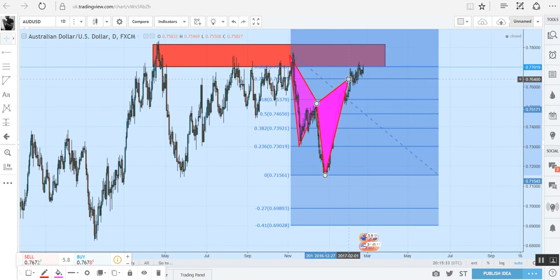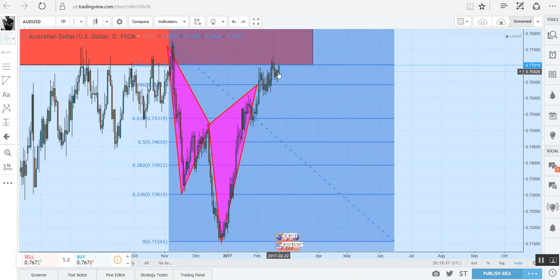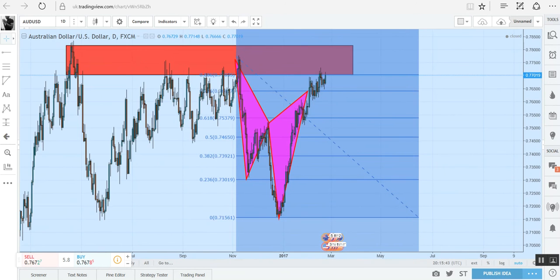So the market is getting some sort of correction here. This could be a rising wedge really. So it's just a matter of time before this market starts going back to the downside.